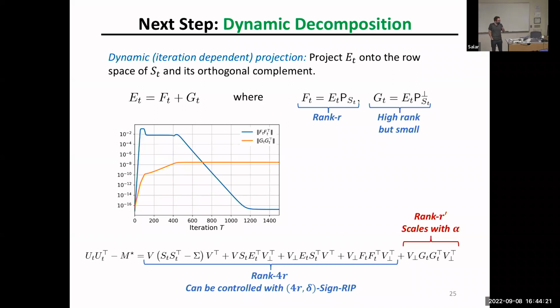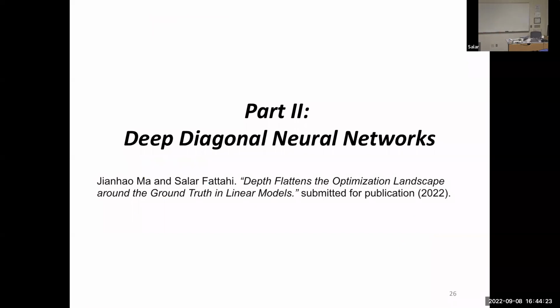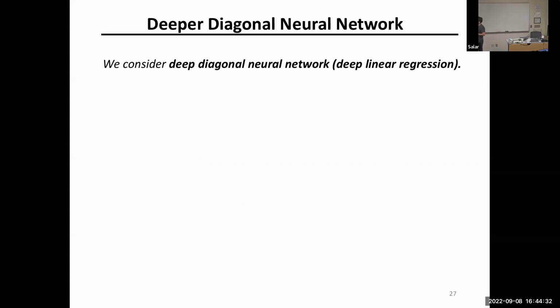Now, next I'm going to move on to the second part of this presentation. This one is going to be shorter, which is deep diagonal neural networks. So what is a deep diagonal neural network? It is also known as deep linear regression.